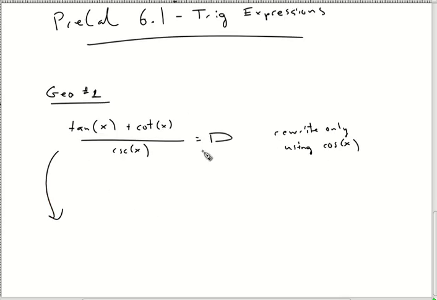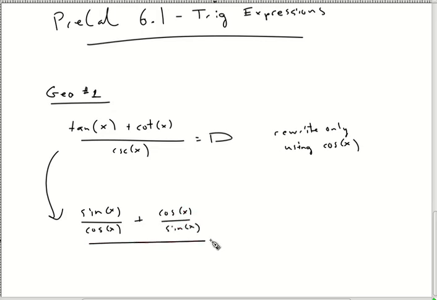I want to basically cancel anything I can, and a great first step is to just change everything into sines and cosines. And so my tangent here is a sine over cosine. And then my cotangent is cosine over sine. And then all divided by cosecant is 1 over sine. Okay, so I changed everything into sines and cosines.